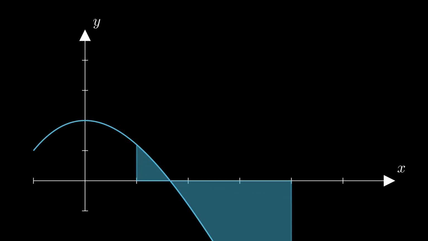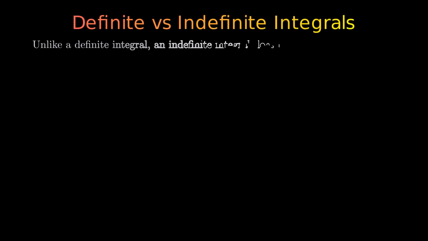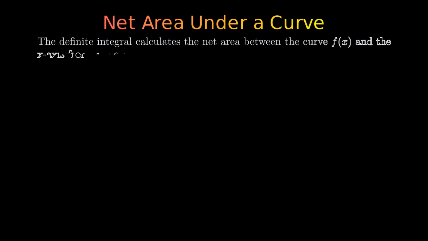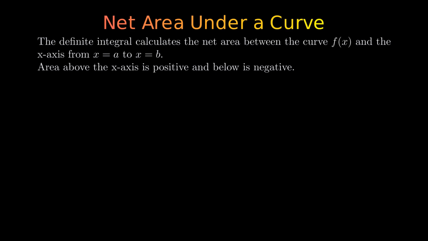Unlike a definite integral, an indefinite integral lacks specific bounds. It yields a set of functions along with a constant of integration, providing a broader range of possibilities. Moving on to the core concept, the definite integral calculates the net area between the curve and the x-axis over a defined interval. This evaluation considers the curve's position relative to the x-axis, determining the positive and negative areas accordingly.